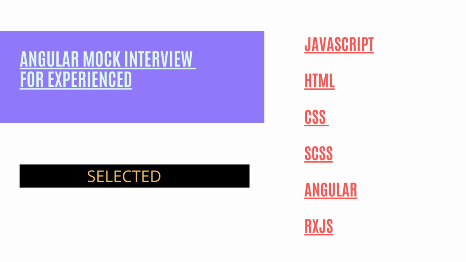Related to subscription. Do we need to unsubscribe async values? Because otherwise it will create a memory leak. If you're not unsubscribing, it will keep on going. Basically, the async pipe will automatically unsubscribe, so we don't need to write anything for it. Okay, that is what I was expecting. Sorry, I forgot that. No problem.